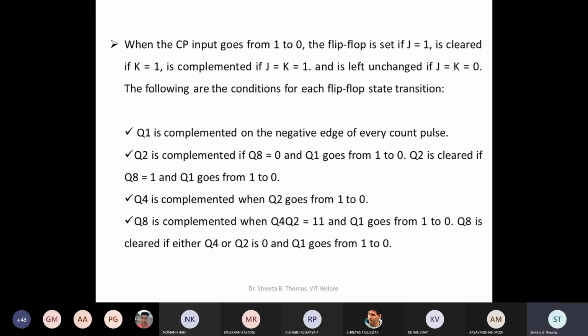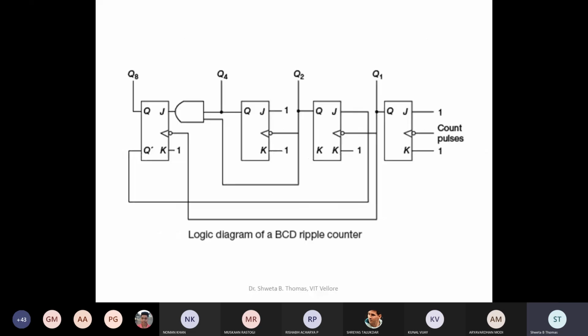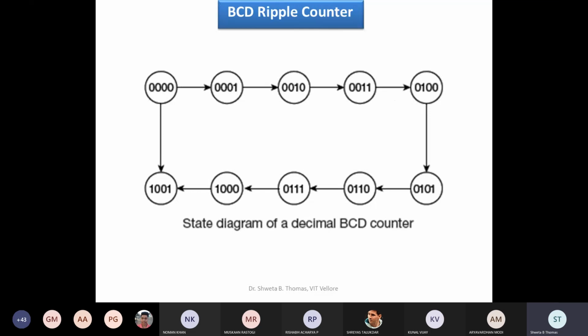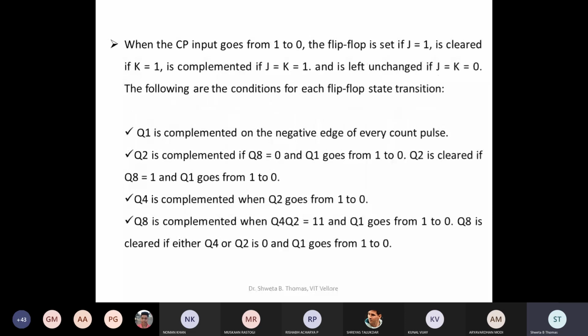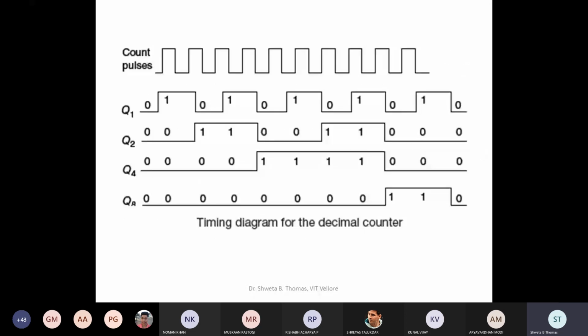So the question is, why is the circuit diagram of this particular BCD counter like this only? Because by using this transition, the logic diagram has been developed. Based on the logic diagram, this BCD ripple counter is implemented. If you want to cross check, you can take the values and cross check with your answer, since the working of JK flip flop is already known to you.